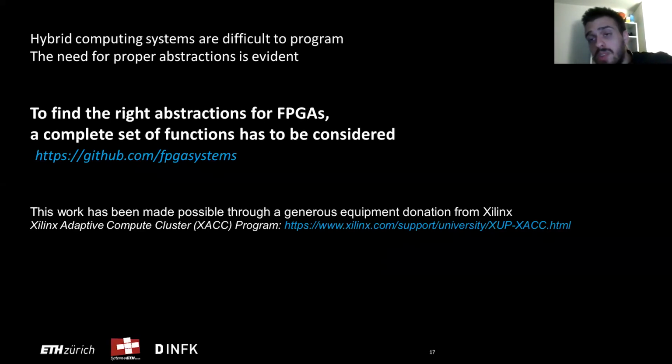Okay, so hybrid computing systems are definitely difficult to program. There is an evident need for proper abstractions to make them more approachable. Coyote demonstrates that to find the right set of abstractions for the FPGAs, you need to look at a complete picture, and it shows that a reasonably complete set of OS abstractions can map well onto the FPGAs.